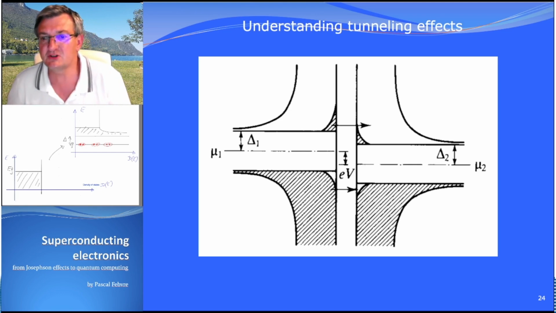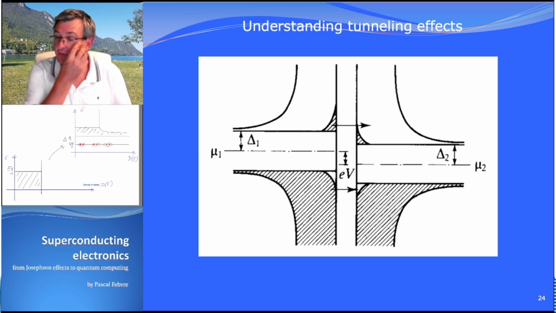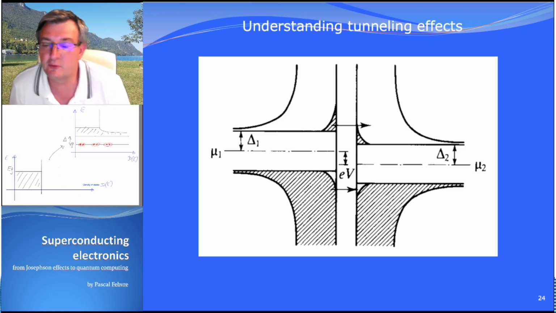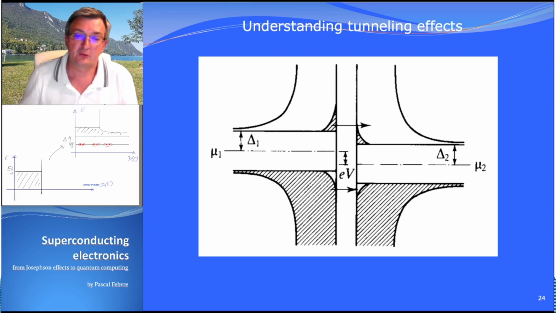So you can imagine, depending on the voltage, different configurations where you will have a higher current. So you have one current when the voltage is mu1 minus mu2, or the opposite, and also when you have a voltage of the order of the gap. So how does it look now on a curve, at least schematically?